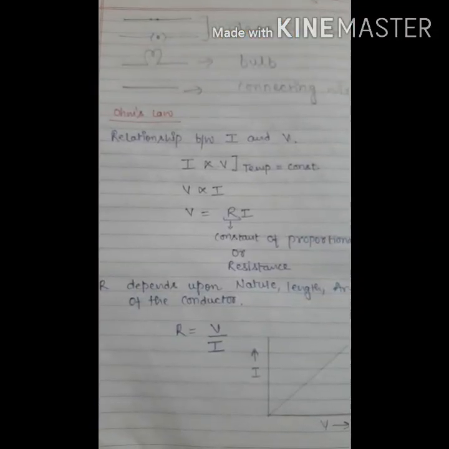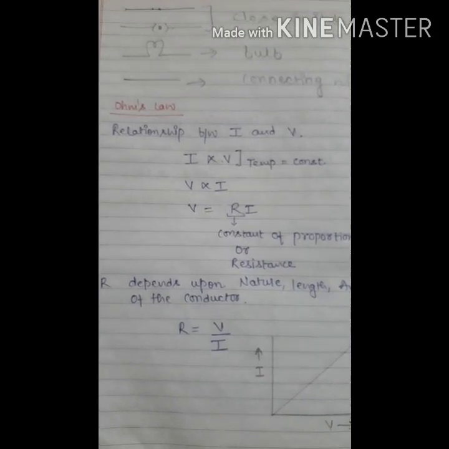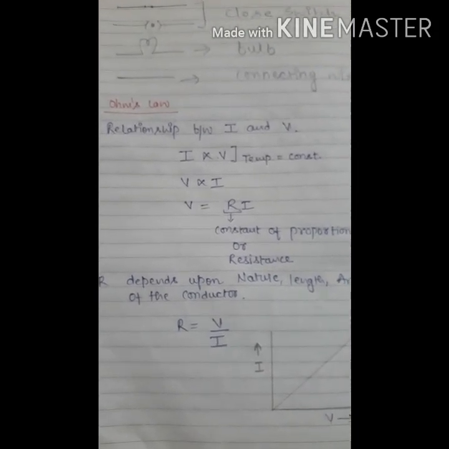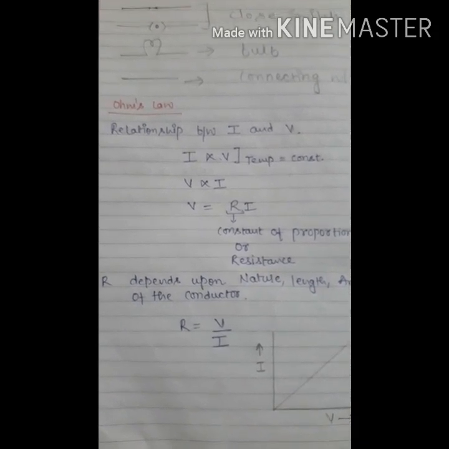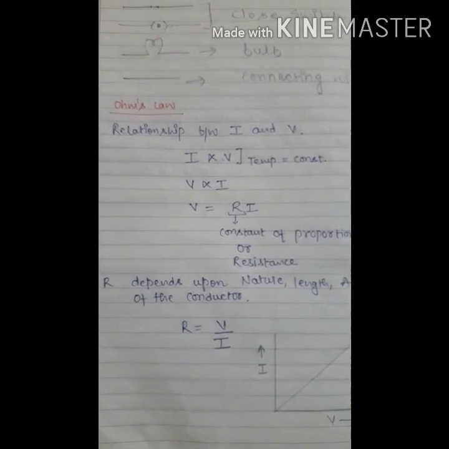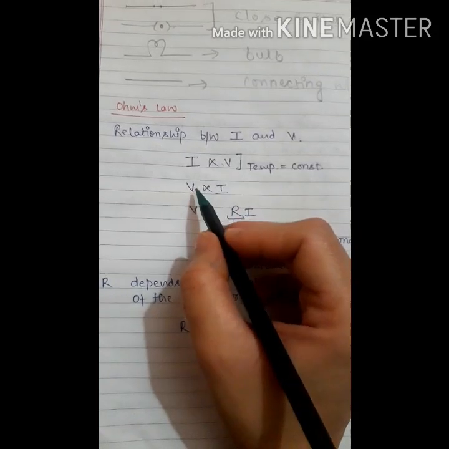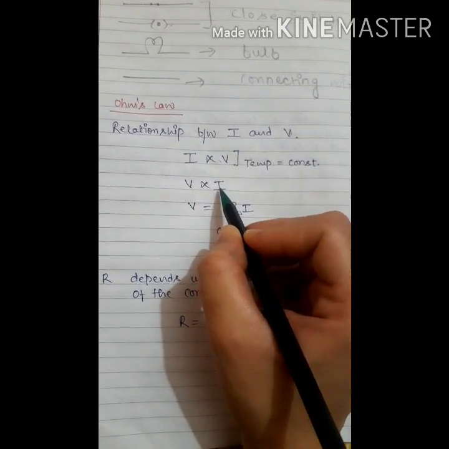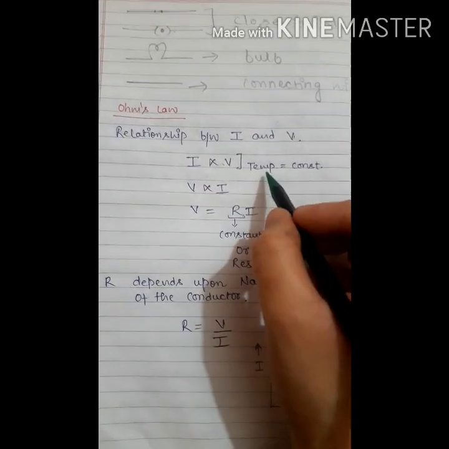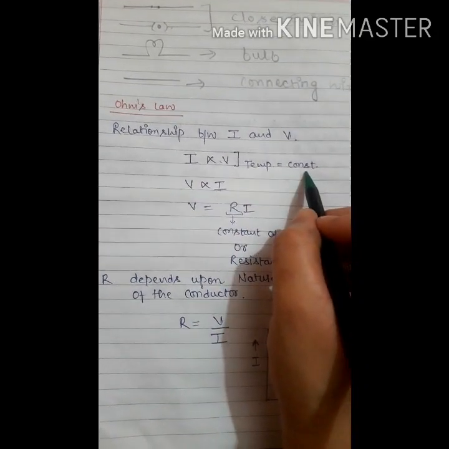Now, our next topic for discussion is Ohm's law. Ohm's law gives the relation between the current and the potential difference. It says that current is directly proportional to voltage, or we can say that voltage or potential is directly proportional to current, but the condition is that temperature remains constant.